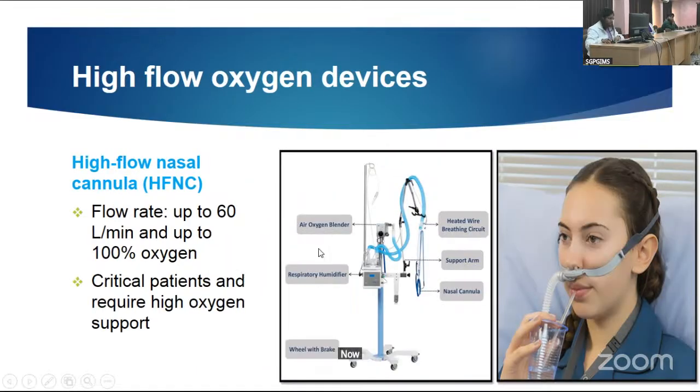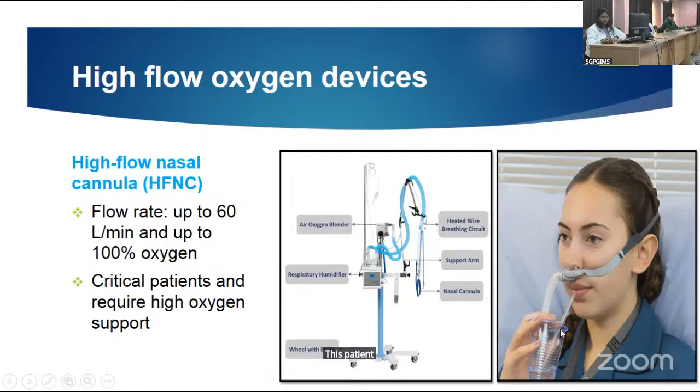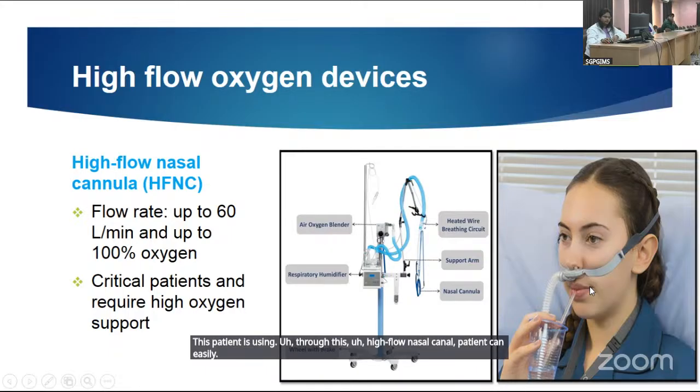Now we will talk about the high flow oxygen devices. High flow oxygen nasal cannula. We can provide up to 60 liters per minute and up to 100% oxygen through this cannula. This is the high flow nasal cannula. See, this patient is using it. Through this high flow nasal cannula, the patient can easily eat, drink, and talk.